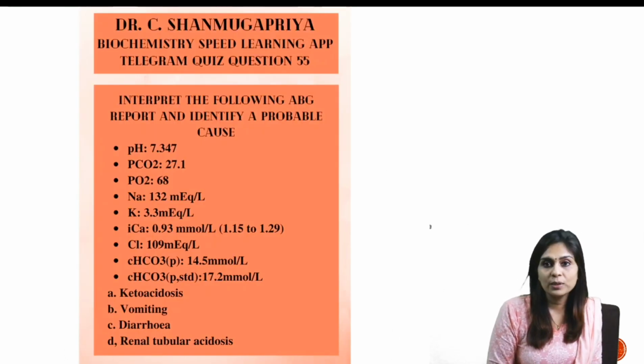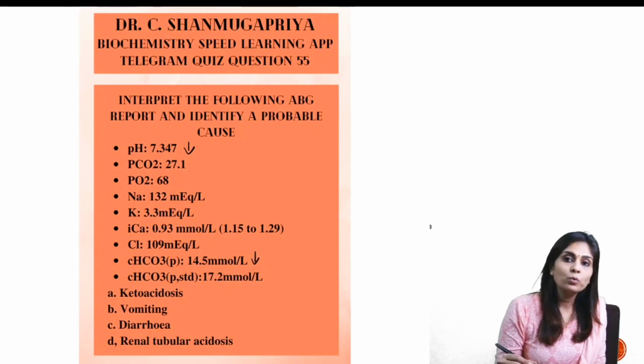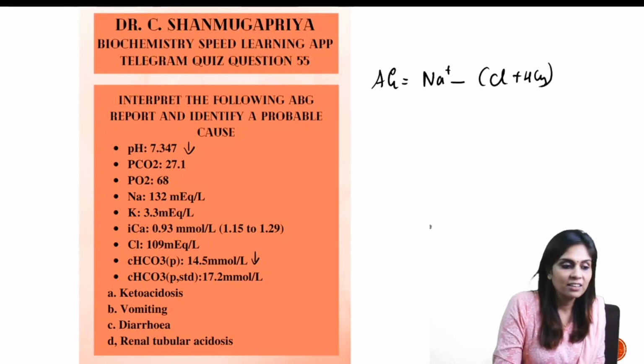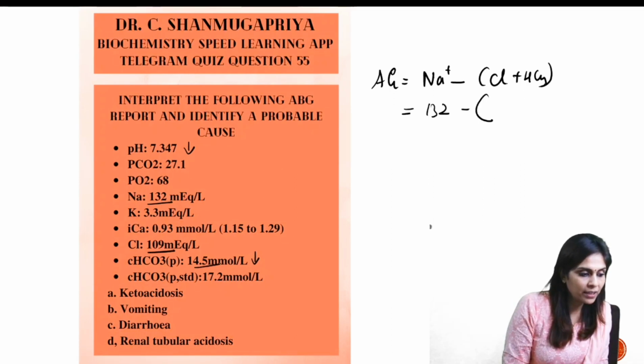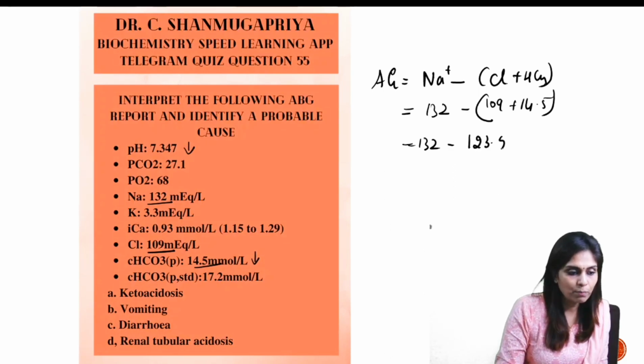Now let's solve this question. We have already found out that it's an acidotic condition and that it is a metabolic acidosis. So what would be the next step? To calculate anion gap. And what is the formula for anion gap? I said it is sodium minus, within brackets, chloride and bicarbonate. And what's the sodium value that is provided here? 132, minus within brackets chloride and bicarbonate. So 109 plus 14.5. So it is 132 minus 123.5, which is 8.5.